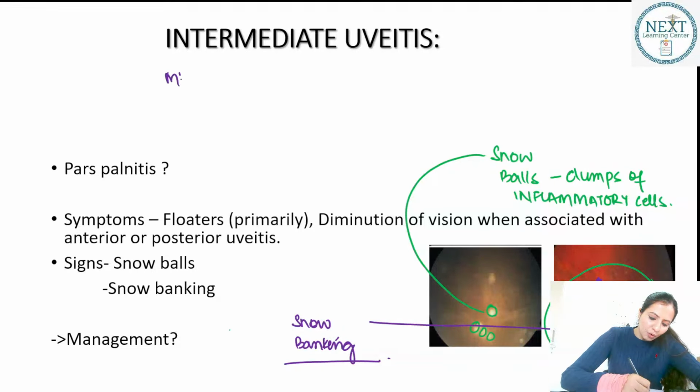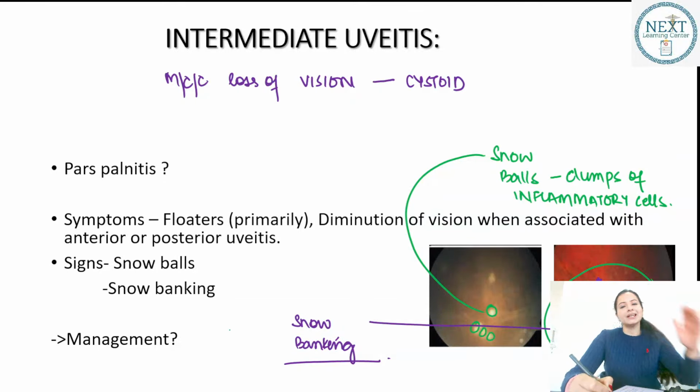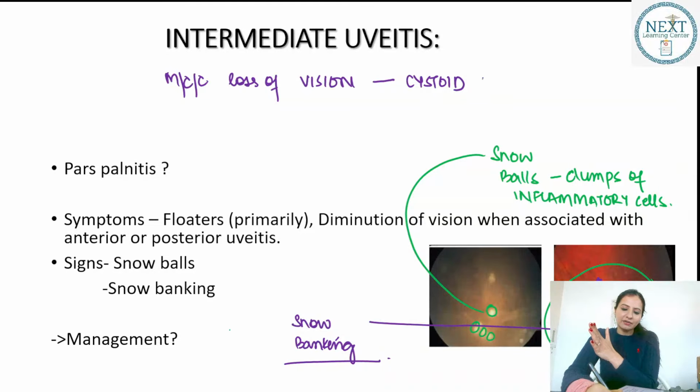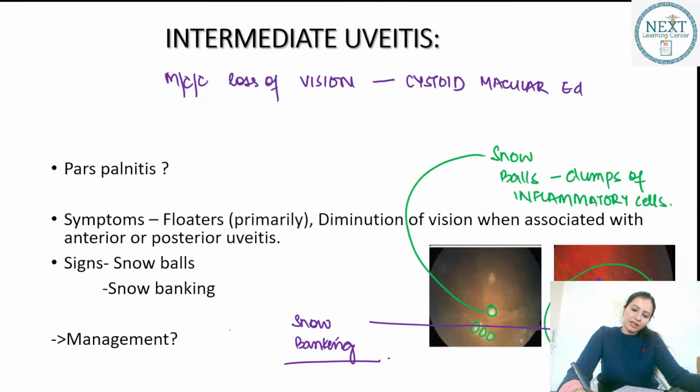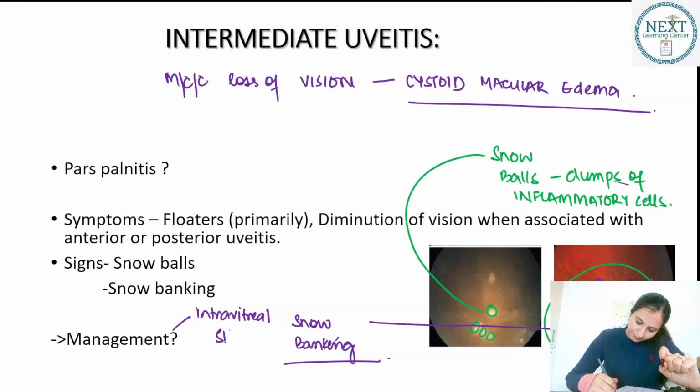Now, what is the most common cause of loss of vision in intermediate uveitis? It is cystoid macular edema. When this intermediate uveitis spreads to the retina, it will lead to cystoid macular edema, thereby leading to decrease in the vision. Management will be nothing. Since the site of inflammation is vitreous, you are going to give intravitreal steroids.